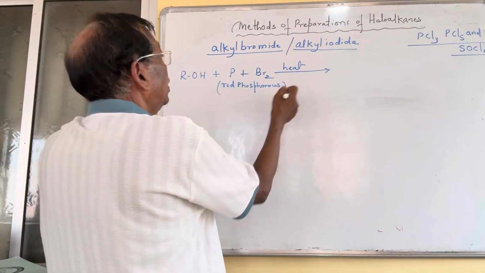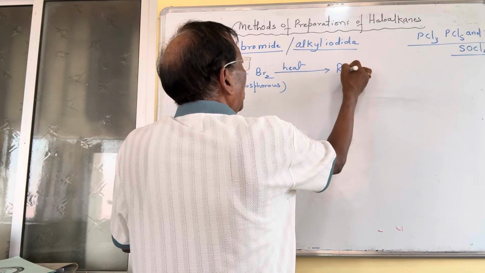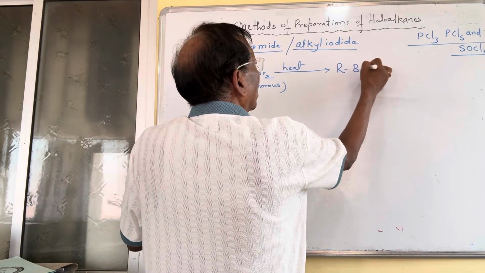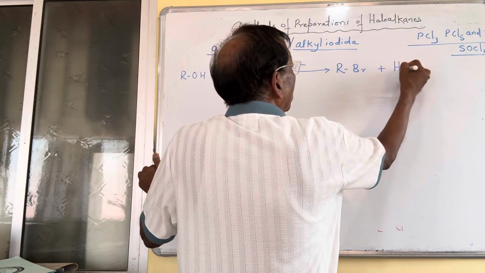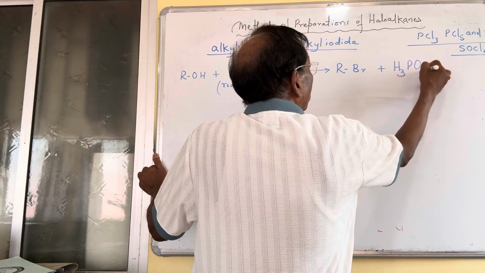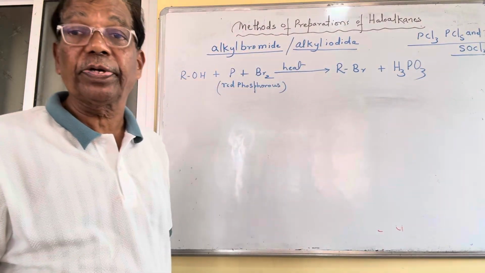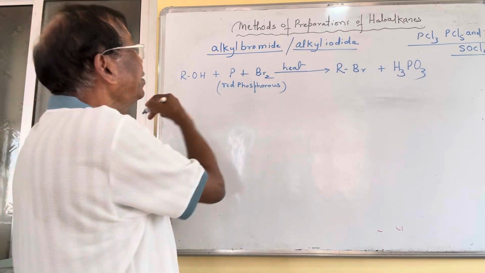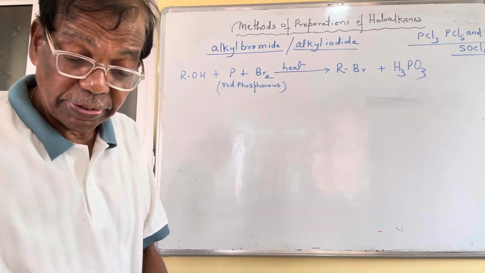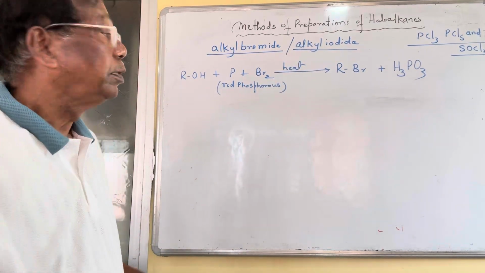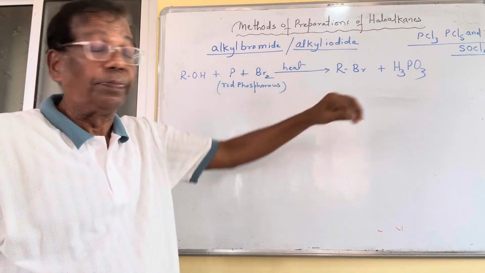So this will react on heating. You will get what here? RBr plus H3PO3. In this case, you will get phosphorus acid. Now balance the reaction here. How to balance this reaction or equation? Just see how to balance this equation.